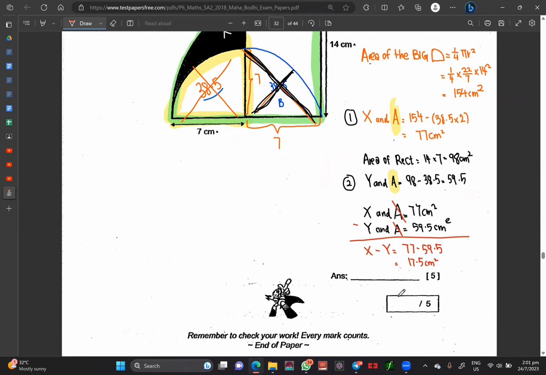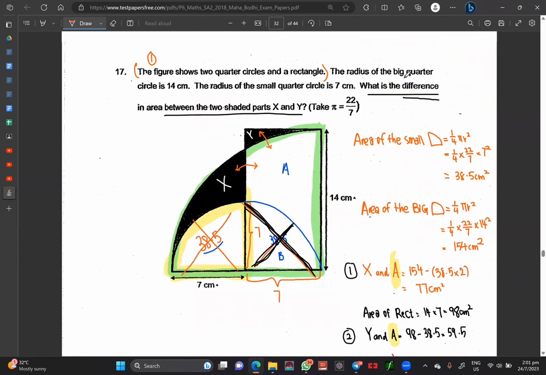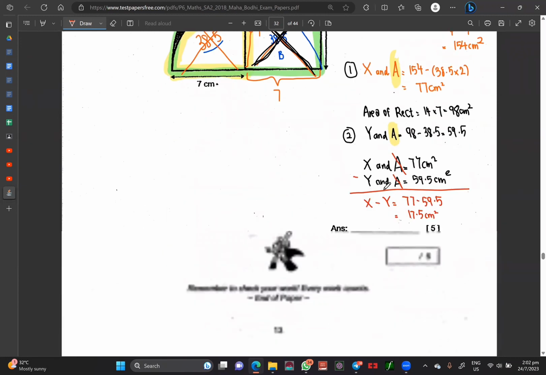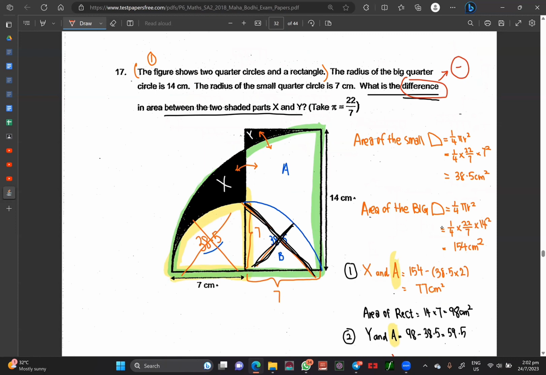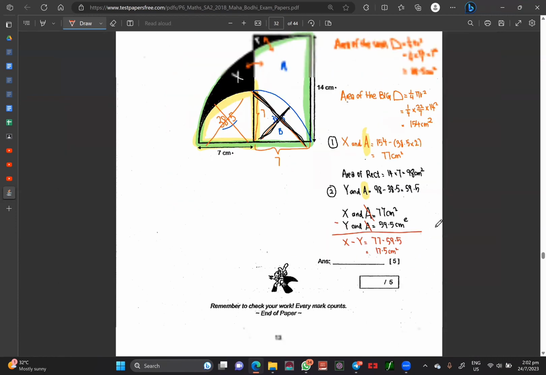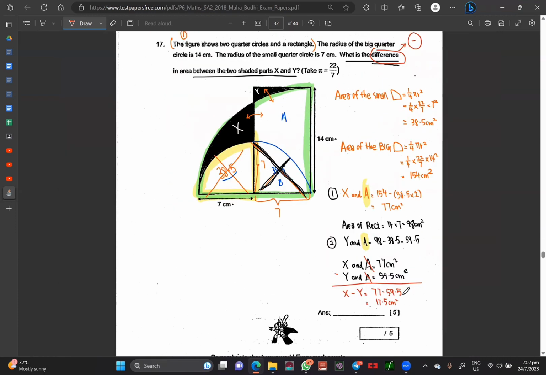And this 17.5 centimeters square is actually the difference. How do I know that? Because I did X minus Y. Do you remember that difference is always minus, isn't it? So therefore, for this question, my answer has to be 17.5 centimeters square.